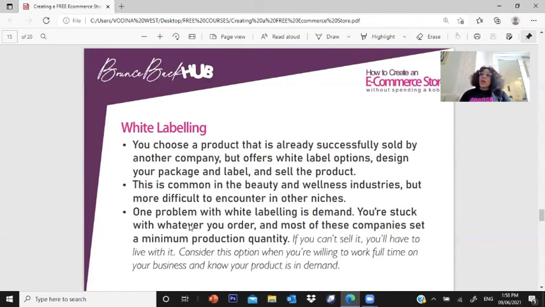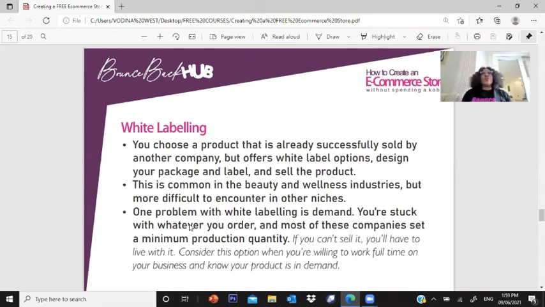So one problem with white labeling is demand. You are stuck with whatever you order. And most of these companies set a minimum production quantity. Some companies will say, we are going to produce a minimum of 10,000 containers of this cream. We're going to produce a minimum of 5,000 containers of this cream. So you must make sure you have tested the market, you have validated the audience, and you are sure people will buy these things when they come. Not that you go and invest in buying a trailer load of cream and nobody buys them.